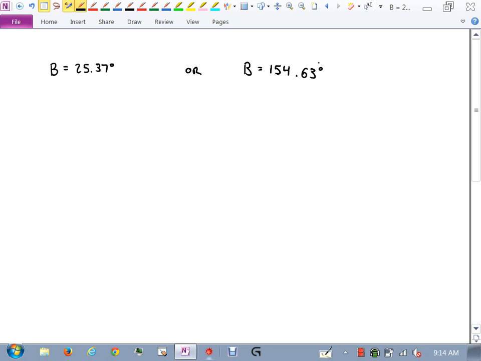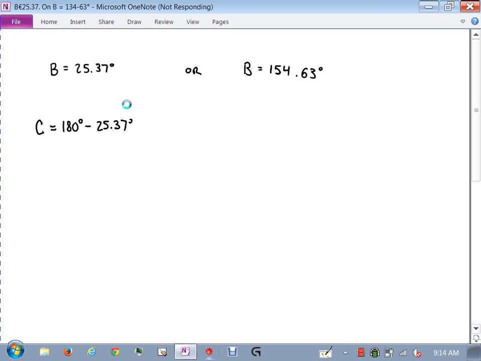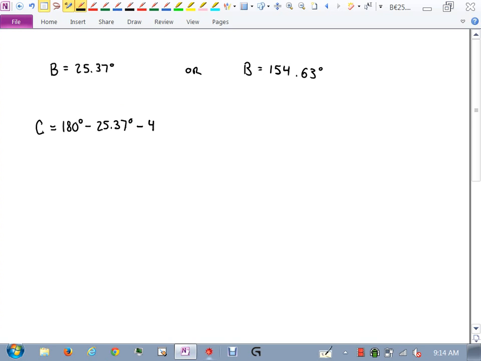If we know what capital B is, we now know what capital A and capital B are, right? So can't we find capital C? We have two of the angles now of the triangle. So because of this, I know that C must be 180 degrees minus the 25.37 minus, what was it, A was 40? Do you all understand what I'm doing here? I'm saying that all the angles must add up to be 180. So C has to be 180 minus the other two. And what do you get when you do that?